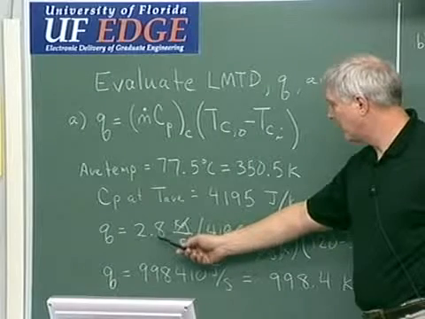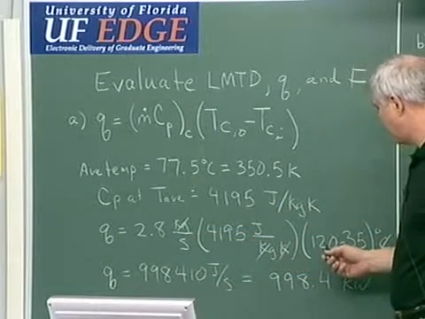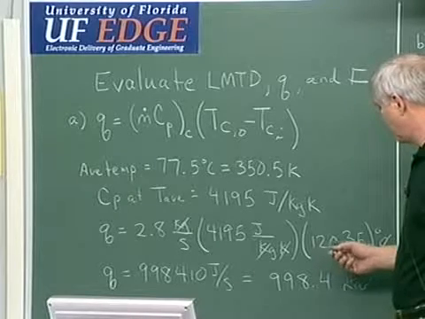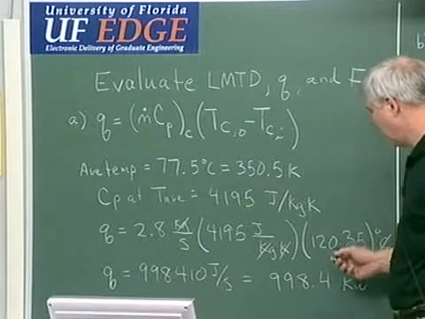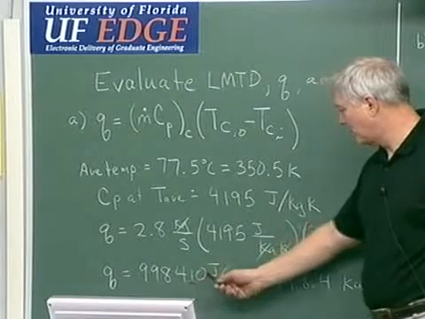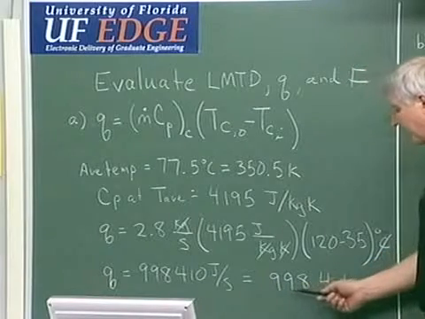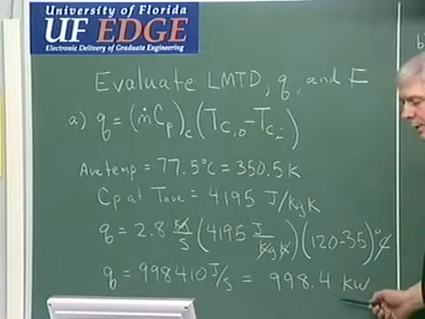So we can plug that in. For our cold flow, we had 2.8 kilograms per second, and our temperature out was 120, temperature in was 35, and we get a Q of 998,410 joules per second, although we normally express this in kilowatts, so that would be 998.4 kilowatts.